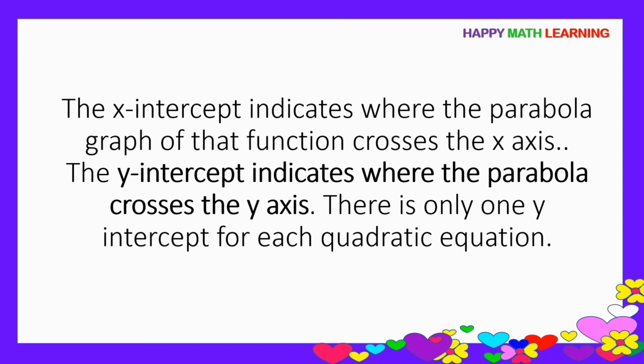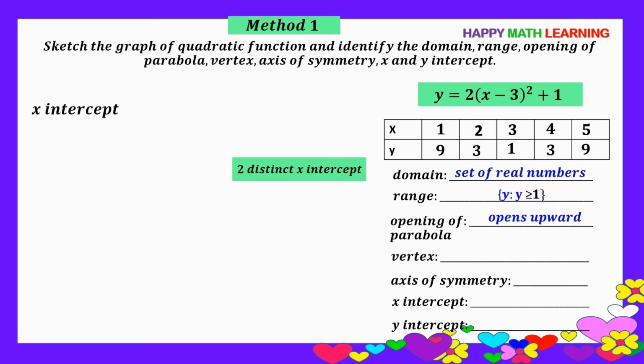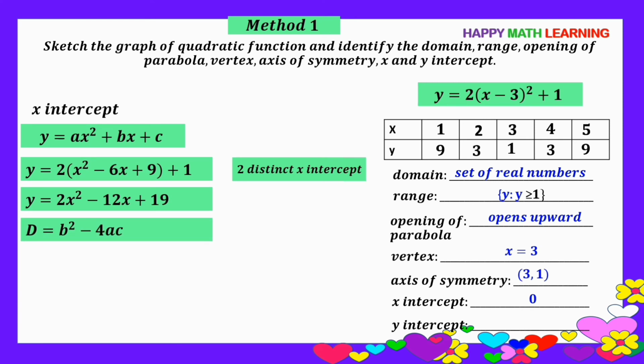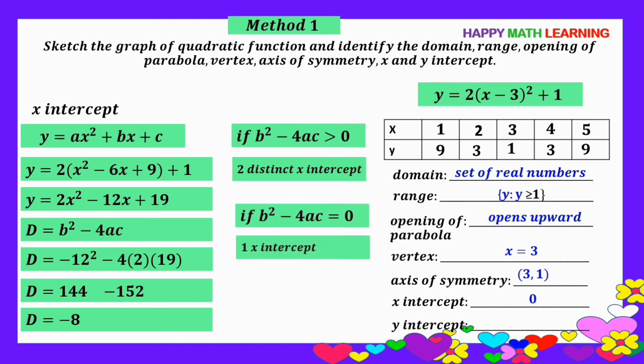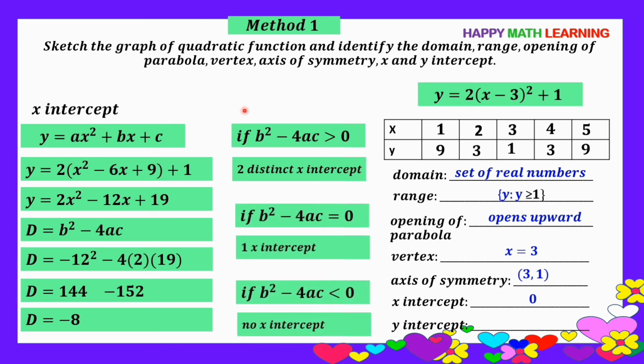Sa pagkuha ng x-intercept, mas mainam na alamin muna natin kung ano ang value ng discriminant, sapagkat ang isang quadratic function ay maaaring may dalawang x-intercept, isa o walang x-intercept. We need to write the given in general form para makuha natin ang value ng A, B, and C at may substitute natin sa discriminant formula.